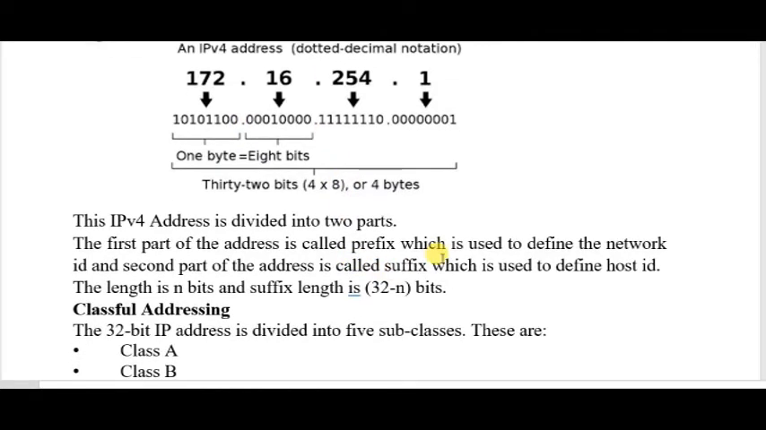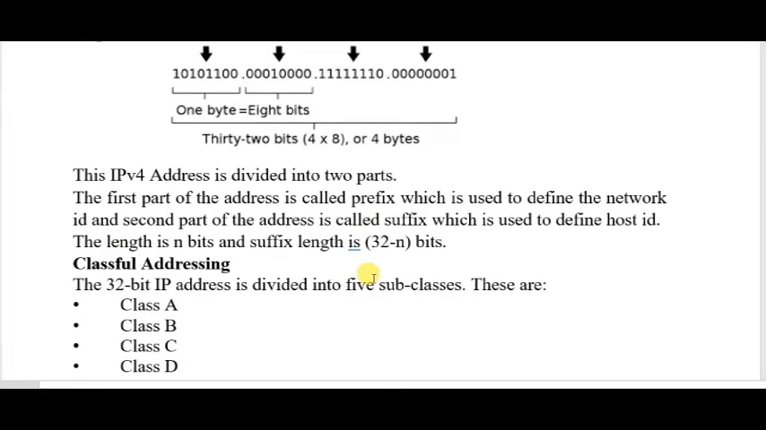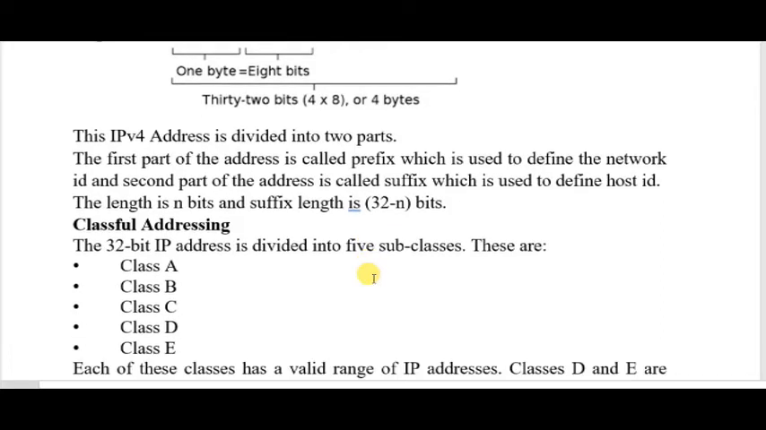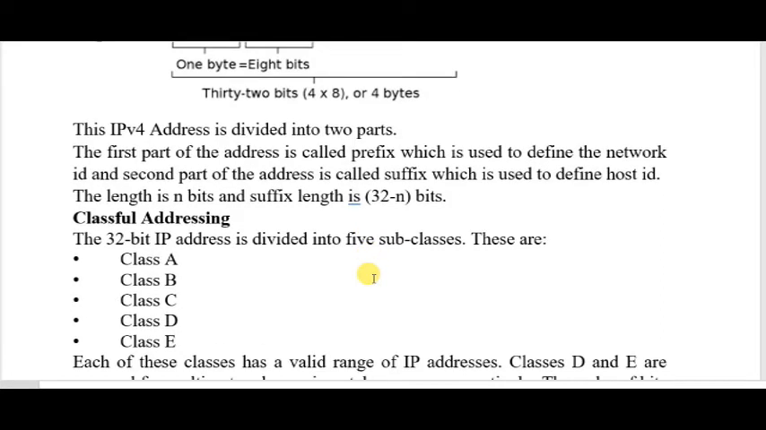This IPv4 address is divided into two parts. The first part of the address is called the prefix, which is used to define the network ID, and the second part is called the suffix, which is used to define the host ID. The prefix length is n bits and the suffix length is 32 minus n bits.